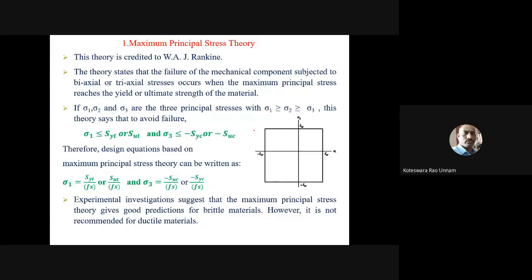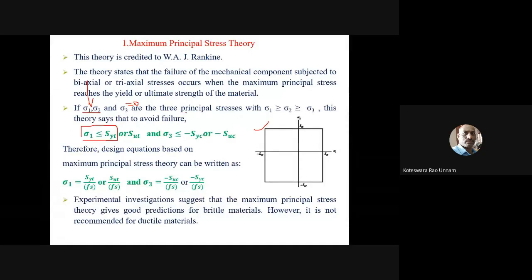Now, how did I get this one as something like this? To design the failure criteria, first I need to take this one as my equation, sigma 1. In the case of a biaxial state of stress, we have only sigma 1 and sigma 2. You don't have sigma 3. In the case of triaxial, you have all the 3. But in the case of biaxial, we will take sigma 3 as 0.